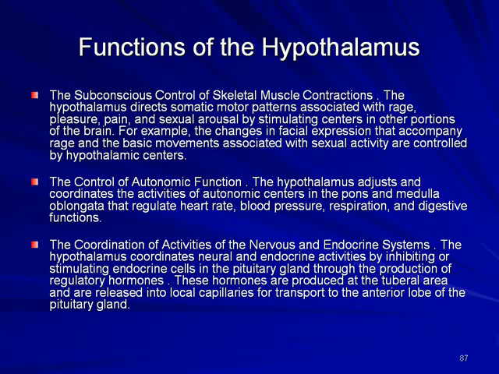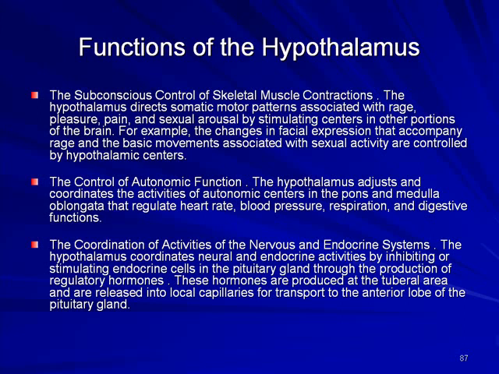The function of the hypothalamus: subconscious control of skeletal muscle contractions. Hypothalamus directs somatic motor patterns associated with rage, pleasure, pain, sexual arousal by stimulating centers other than the portions of the brain. You also see the control of autonomic function, adjusts and coordinates activities of autonomic centers in the pons and the medulla oblongata, and also regulates heart rate, blood pressure, respiration, and digestive function. You'll see that more when we talk about the autonomic nervous system as well.